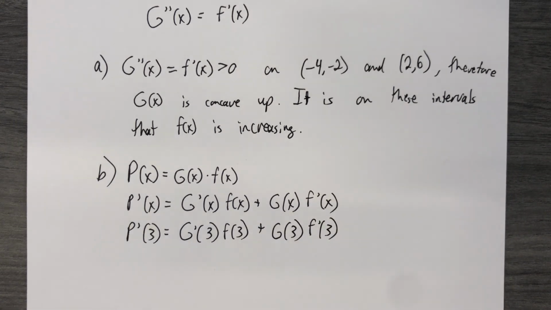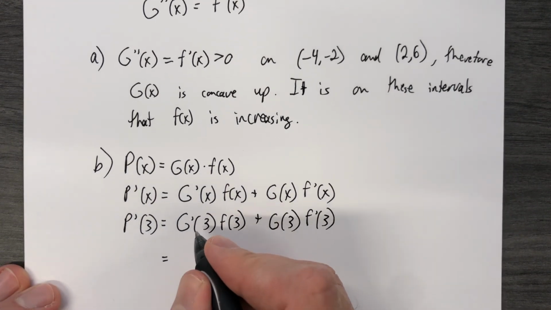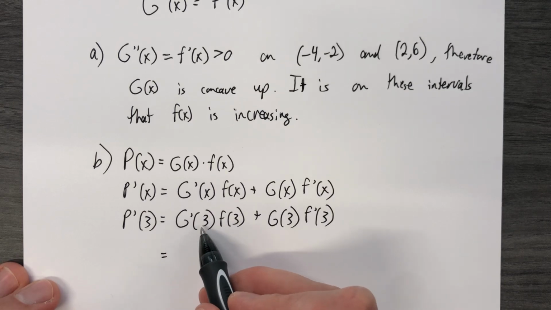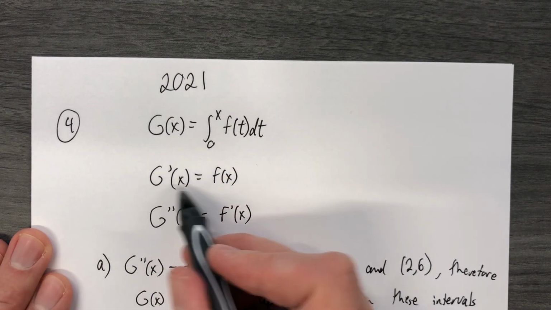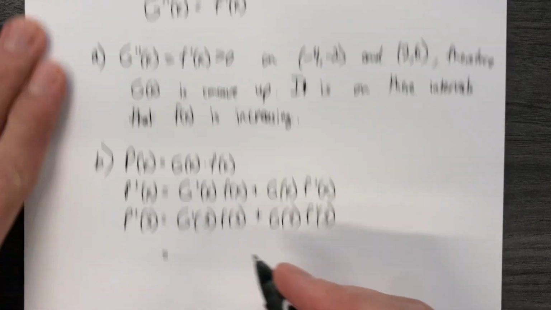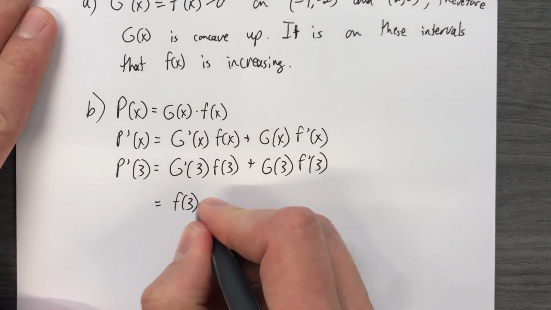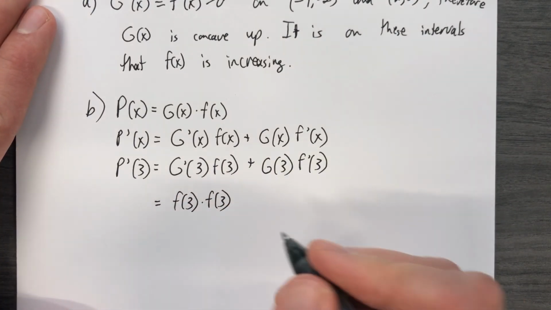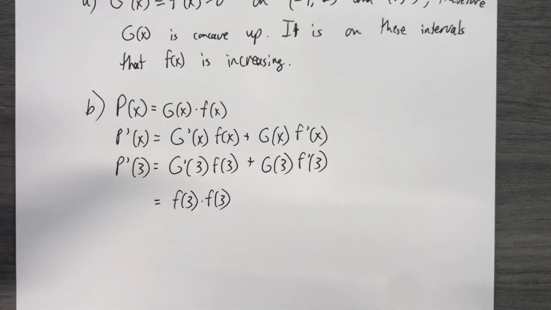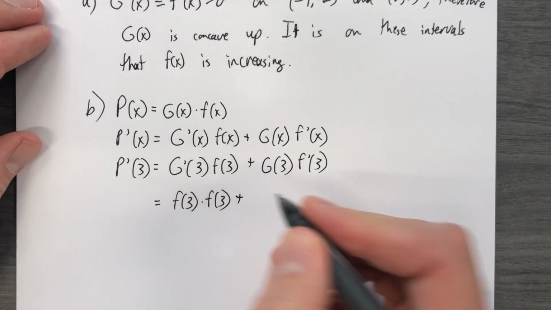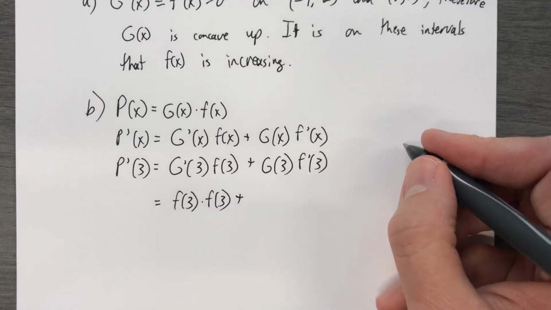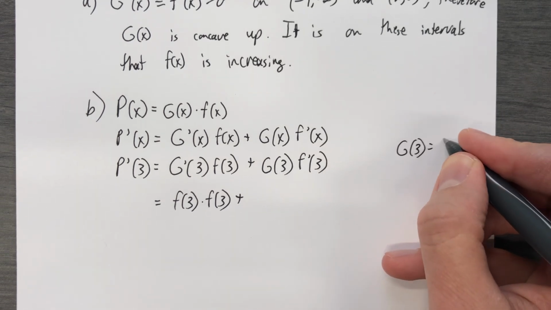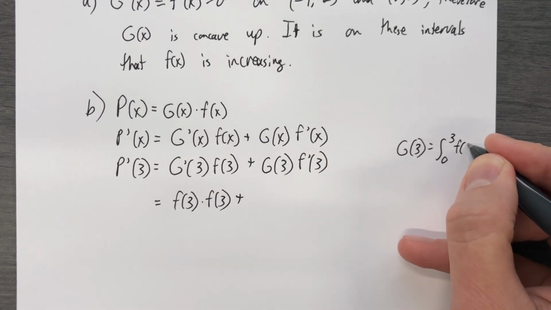And we're just going to figure this out as we go. So g prime of 3, well, g prime of 3 is f of 3. See, all this up here is going to come in so handy. F of 3 times f of 3. It's f of 3 squared. Not f of 3 squared, but f of 3 squared. All right. G of 3. Well, g of 3 is something that's going to take a little bit of work. G of 3 is going to be the integral from 0 to 3 f of t dt.